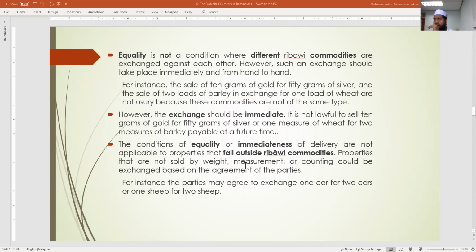So this is understood. The conditions of equality or immediateness of delivery are not applicable. Remember, this is a very important point. The conditions of equality or immediateness of delivery are not applicable to properties that fall outside ribawi commodities. Remember, the ribawi commodities are those six commodities that we discussed. Other than that, you don't have to have conditions of equality or immediateness. Properties that are not sold by weight, measurement, or counting can be exchanged with differences. For example, if someone wants to sell one car for two cars, or one sheep for two sheep, it is okay to do that. One sheep for two sheep is not going to become riba.